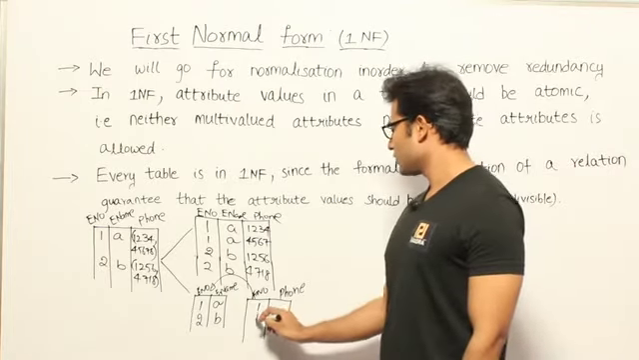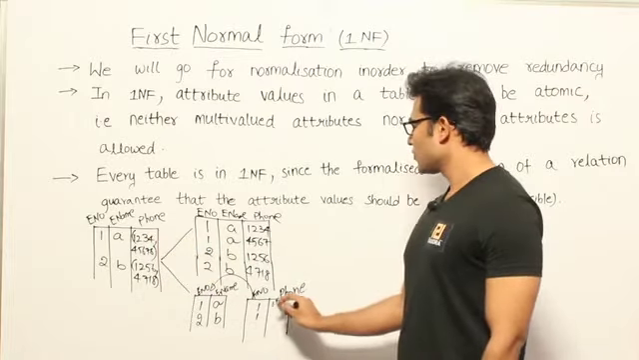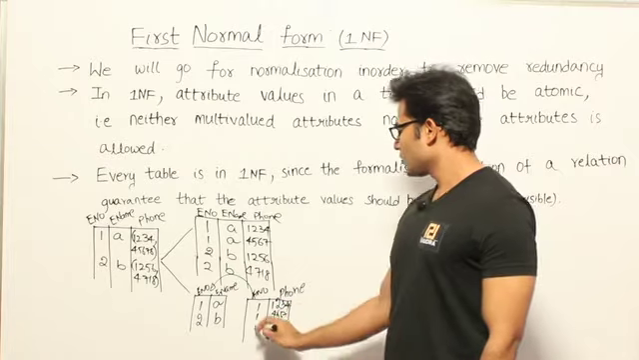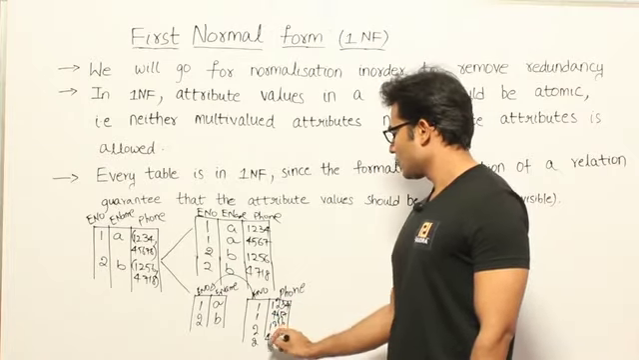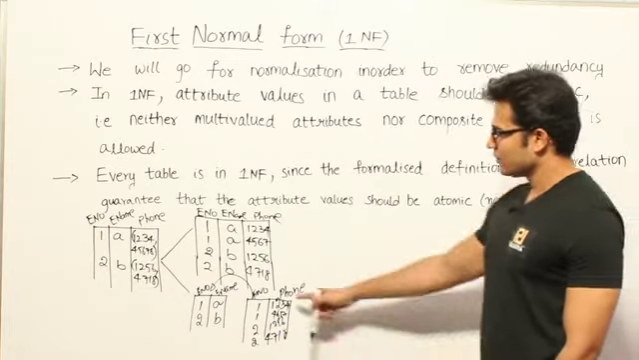So 1 has two numbers. What are the two numbers? 1234 and 4567. And 2 has two numbers: 1256 and 4718. Okay. Now what should be the key for this?